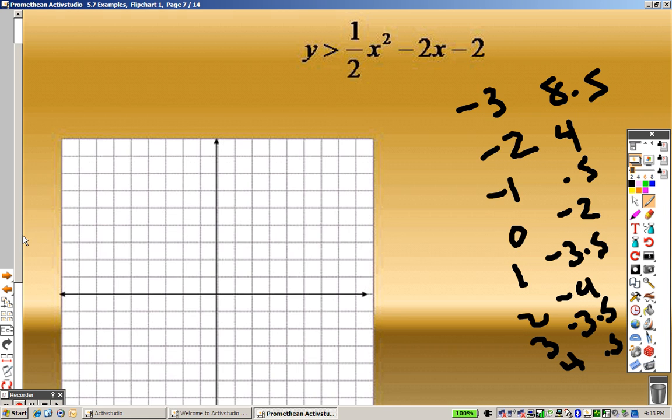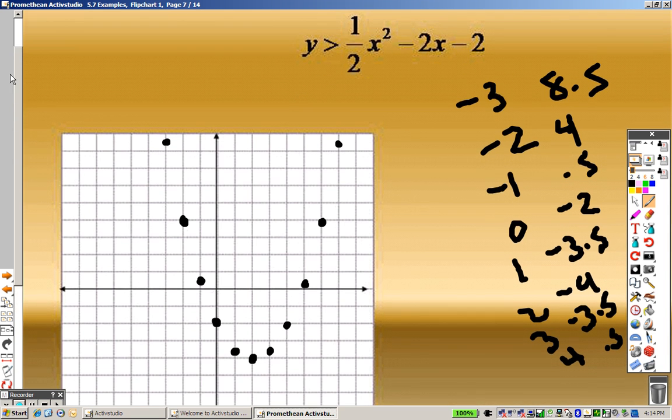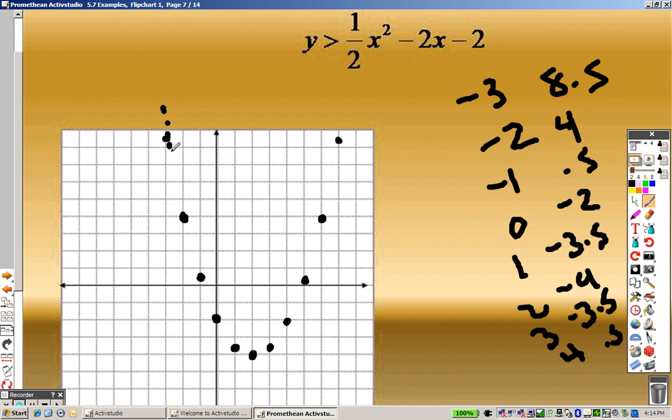Let's start graphing some of these points. Let's see what we have here. Negative 3, 1, 2, 3, 4, 5, 6, 7, 8.5 is right there. Negative 2, 1, 2, 3, 4 is right there. Negative 1 and 0.5. 0, negative 2. 1 and negative 3.5. 2 and negative 4. And then that's when it starts going back up. So just follow the pattern, and you can see where the rest of your points would be located. So there's your graph. You follow the pattern, and we connect them with a dotted line.